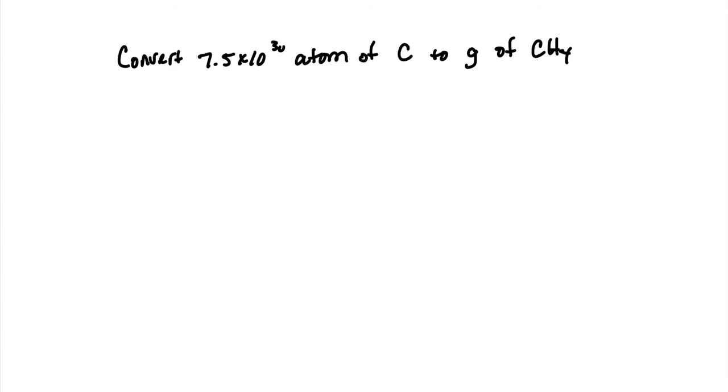So remember to write down what you're solving for. We're trying to figure out the grams of CH4. And then we need to know where we're beginning, and that's the only thing that has a number. So we're beginning at 7.5 times 10 to the 30th atoms of C.